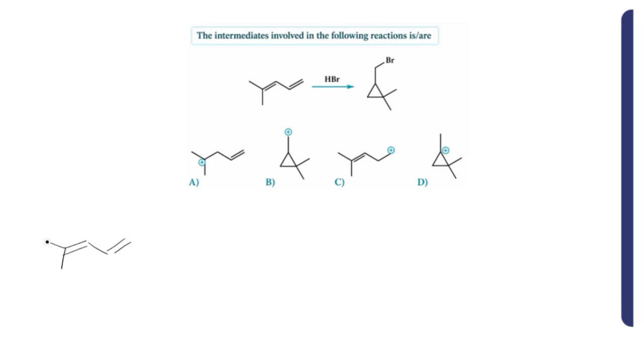This is a diene molecule and it is having two methyl groups. When HBr is added to the molecule, what will happen first? In order to understand, first dissociate this HBr molecule to H+ and Br-. Now, which of these two will attack the double bond?